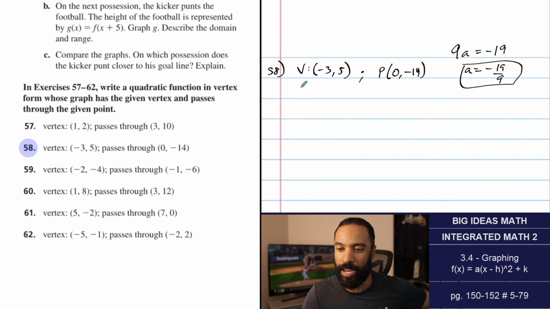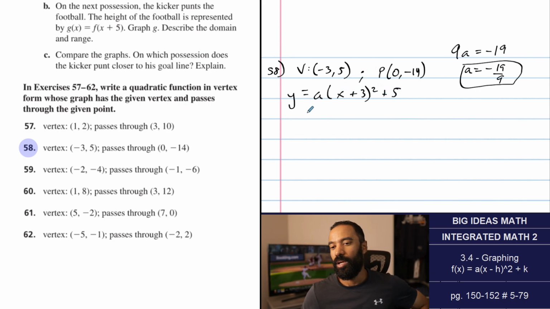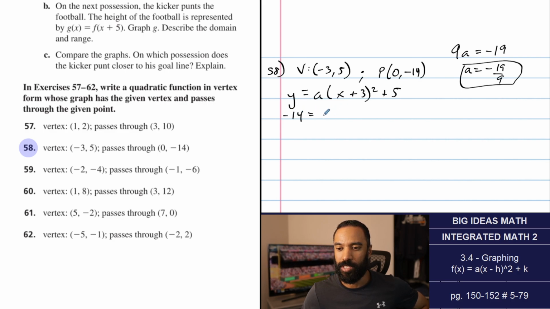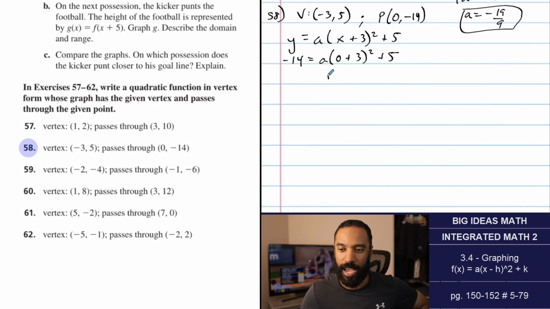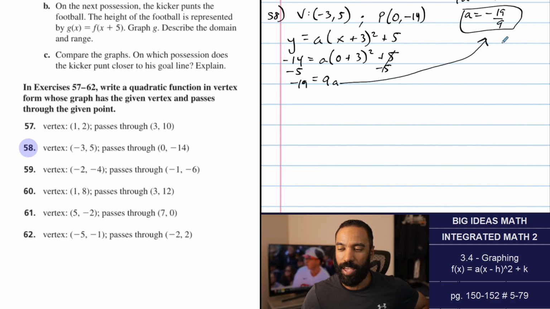Let's try it out right now. We have y equals a times x minus h squared plus k. Remember the minus h plus k. 0, negative 14. So negative 14 equals a times 0 plus 3 squared plus 5. 0 plus 3 is 3. 3 squared is 9. We're going to get 9a here. I'm going to subtract 5 from both sides. That's negative 19. And once again, we're going to get our answer there of a is negative 19 ninths.